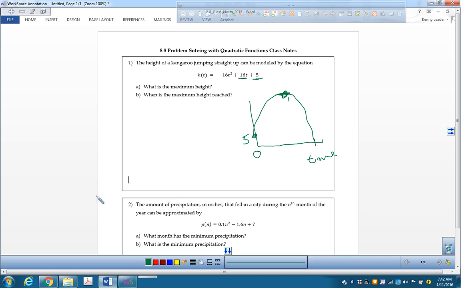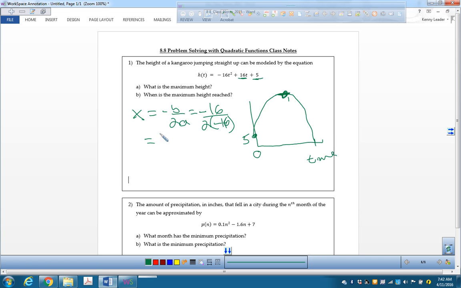How do I find the vertex of that? You should know this from the stuff we've done already. Sophie? Negative b. Yep. x equals negative b over 2a. So in this case, that's going to be negative 16 divided by 2 times negative 16. Which gives you a positive number. What's negative 16 divided by negative 32? 1/2. Right.